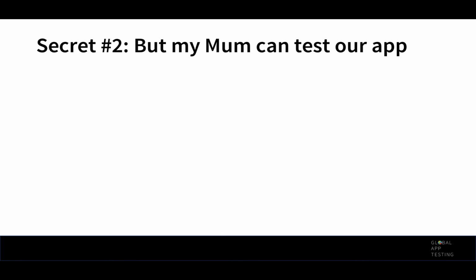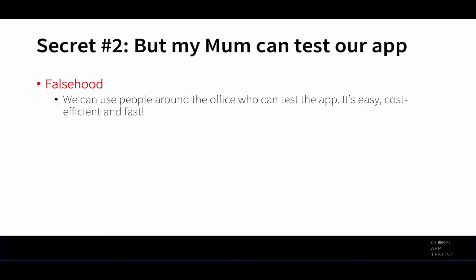Exactly. So the first problem, problem number 2, my mom can test our app. And that's true, she can. You can use people around the office who can test the app. It's easy, that's true. It is cost efficient, that is also true. And it's fast, that is actually kind of a falsehood. One of the problems we find is that this approach delivers a couple of things. It delivers missed bugs, right? Because I know that my mom's not going to tell me my app sucks.